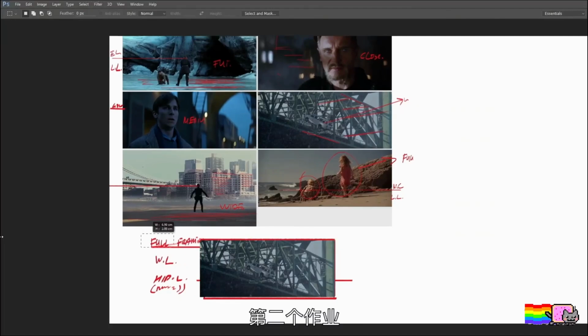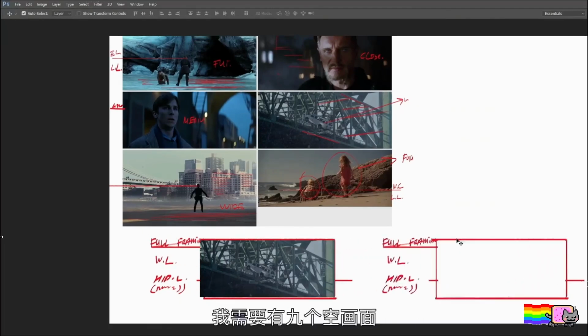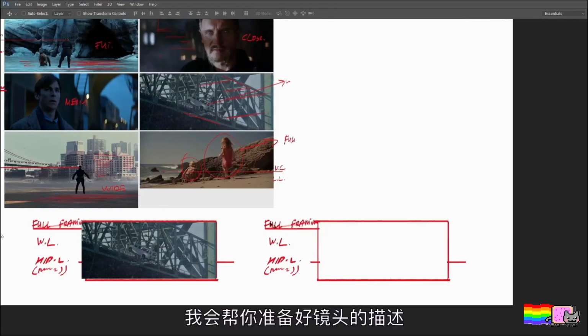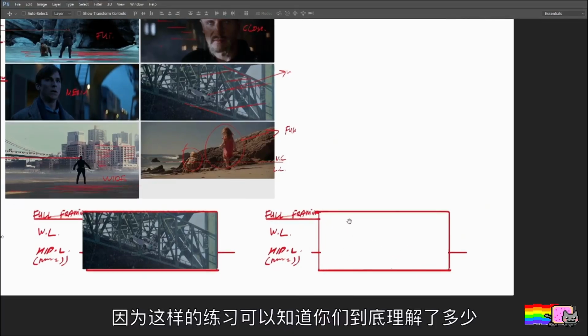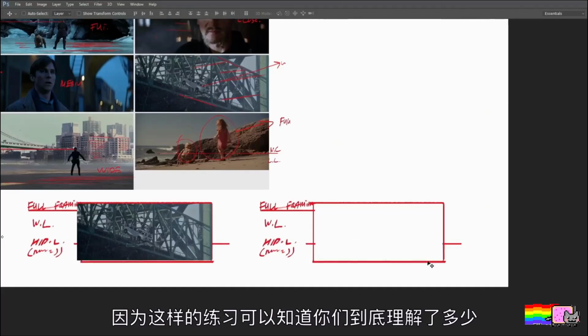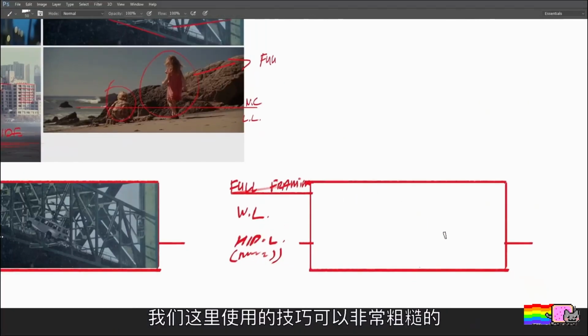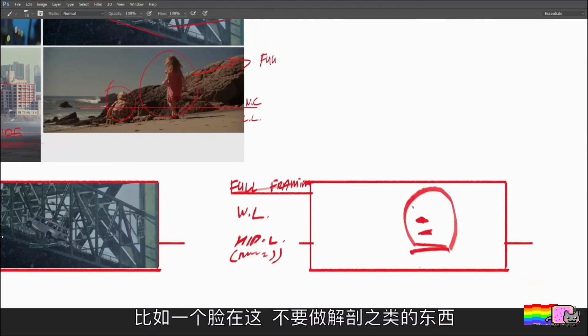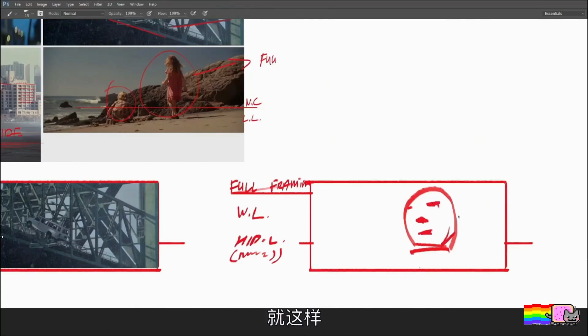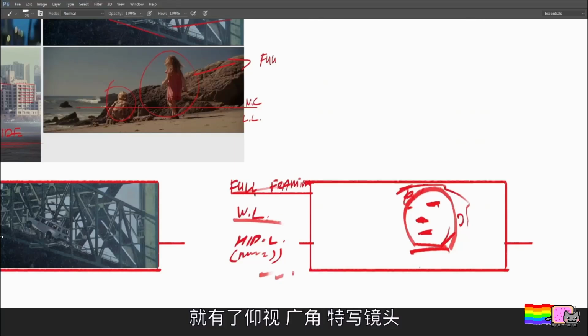And for the second part of the assignment, I would love to have nine empty frames. I will prepare these writings for you, and you will have to find a frame, or ideally sketch it out. Let's just sketch it out because then you will actually practice and we will see how well you understood it. In terms of the technique we're going to use here, it could be very rough. If it was a face, don't go into anatomy and all that stuff. For example, boom, we did this, and now this becomes an inferior, low angle, wide angle lens, close-up, right? And then we will move on.